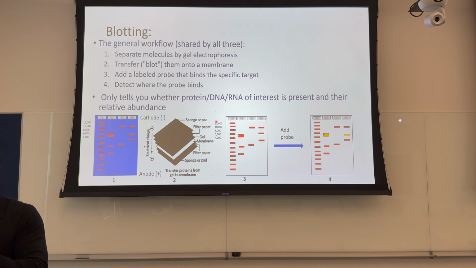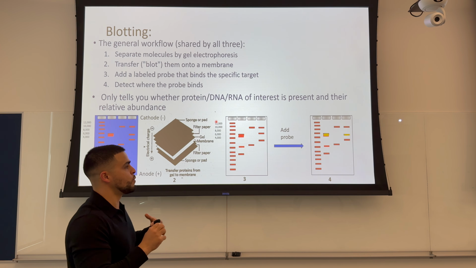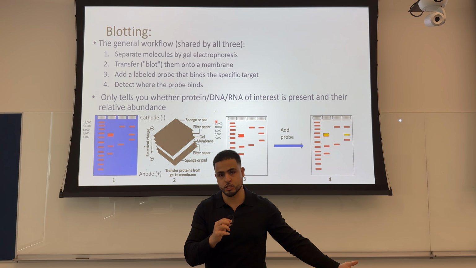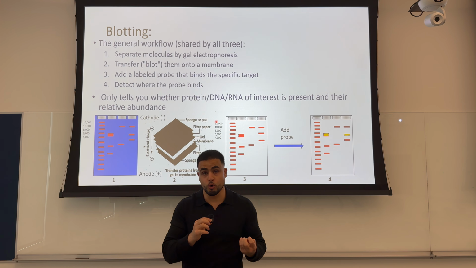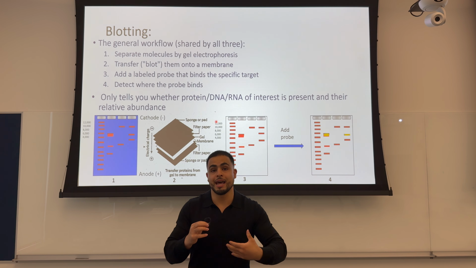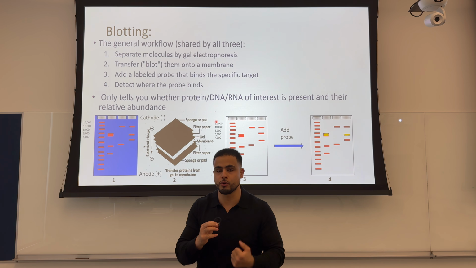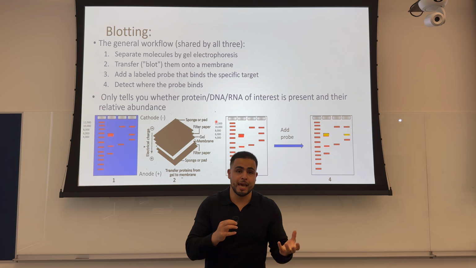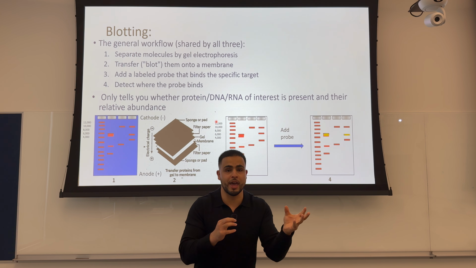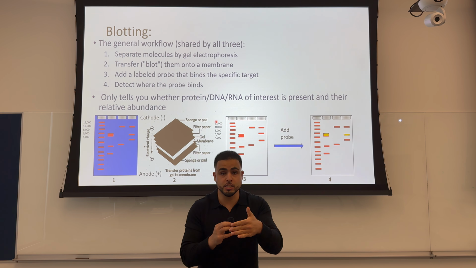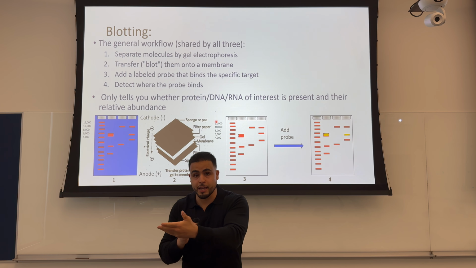Okay, so now let's go over blotting. So blotting is sort of the next step after electrophoresis. So electrophoresis, the goal of it was to separate your molecules. Now the purpose of blotting is to be able to identify what specific molecule you have. So let's say I had a sample that contains insulin, but I didn't know that, and I wanted to identify whether I have insulin or not. I can use blotting to identify that.